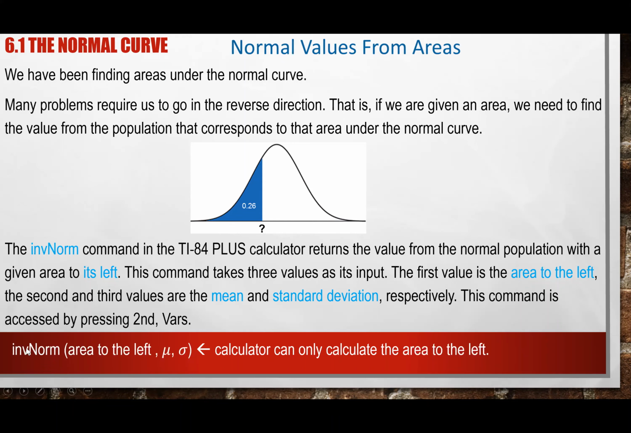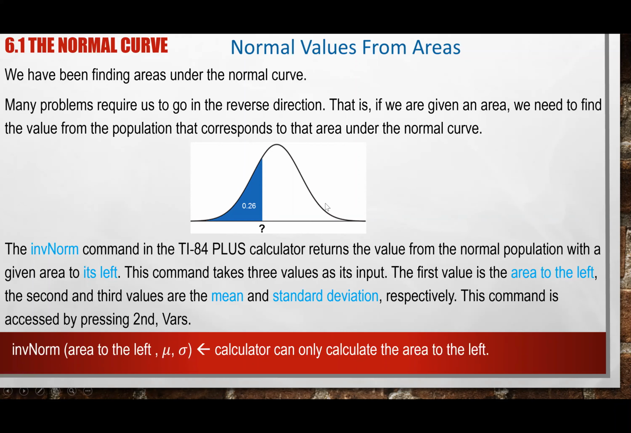To use this feature, inverse norm, the only thing the calculator can do is calculate the area to the left of the value. Make sure of that: the calculator can only calculate the area to the left of the value. So you give it the area to the left. And the two other things we need are the mean and the standard deviation. Okay.